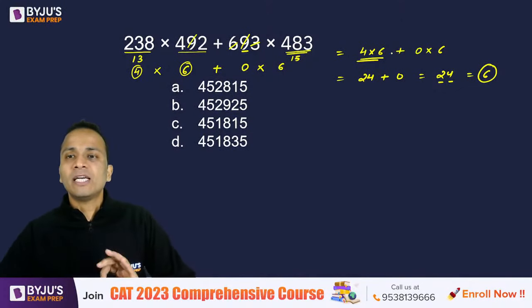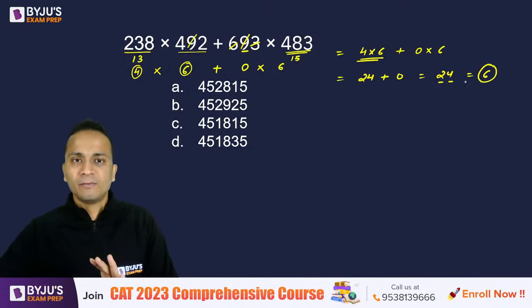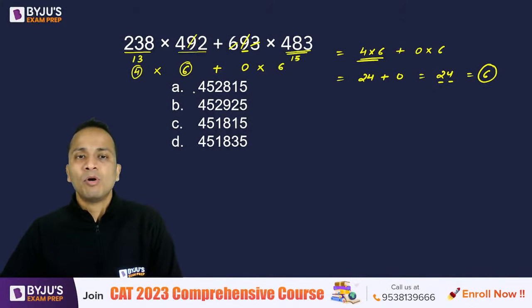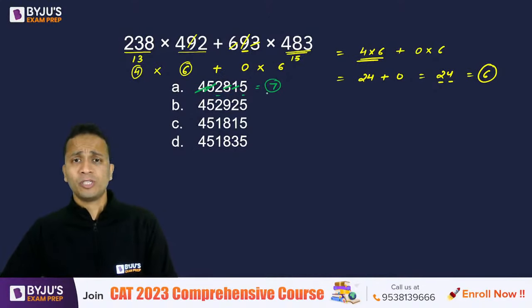So the digital sum of the expression, how much did it come? 6 came. Now let's check the digital sum of these options one by one. Okay. Now for the first option, remember that I can eliminate 9. So 4 and 5 will become a 9, 8 and 1 will become a 9. So remaining digits are 2 plus 5, that is 7 is the digital sum of the first option.